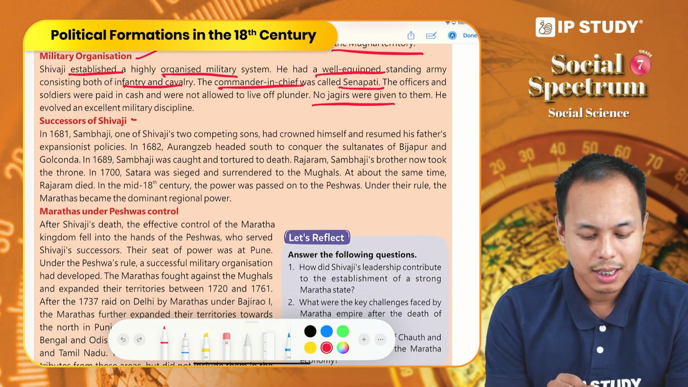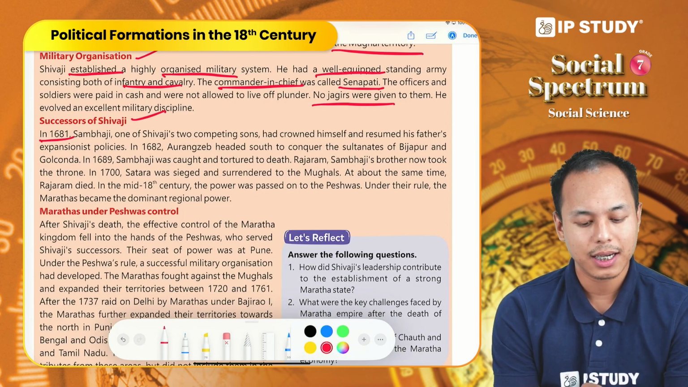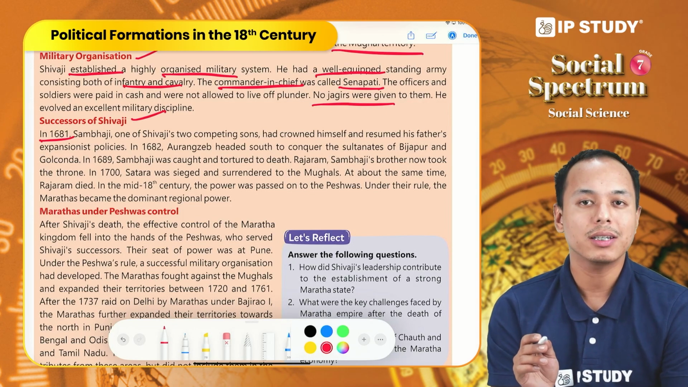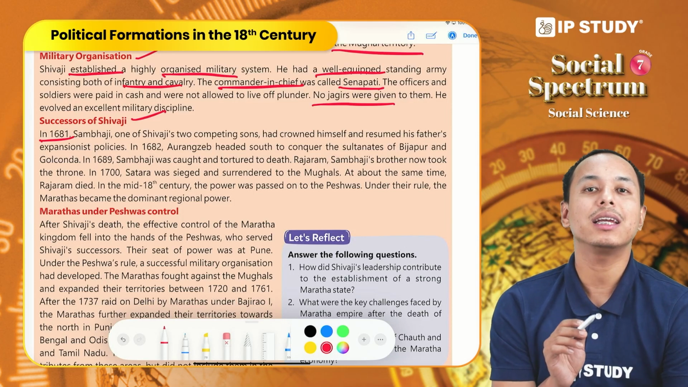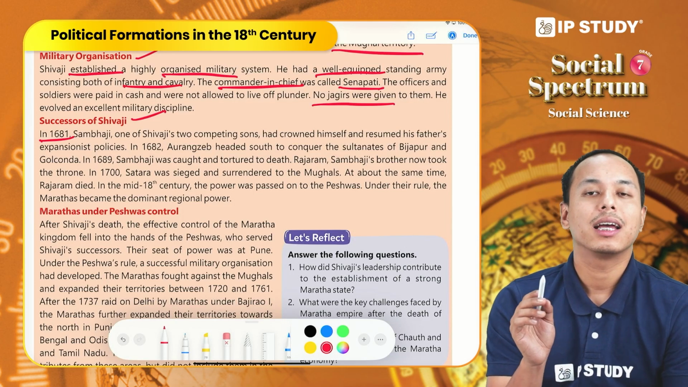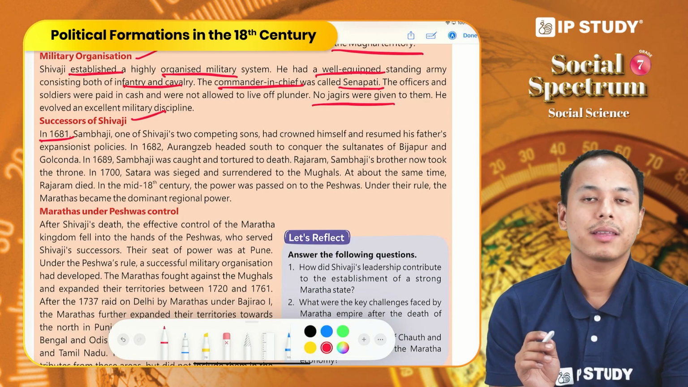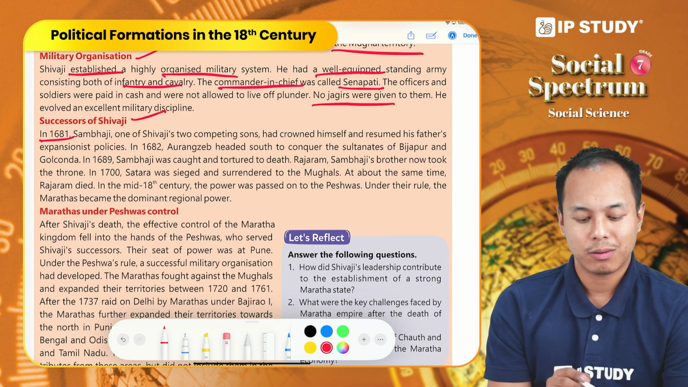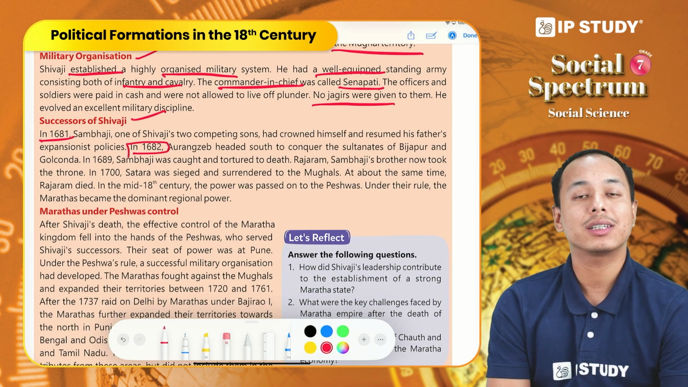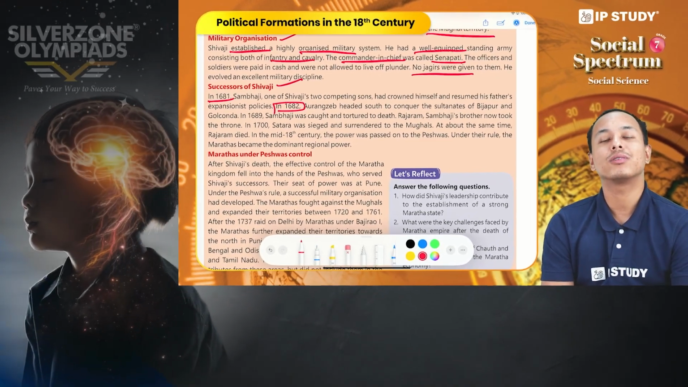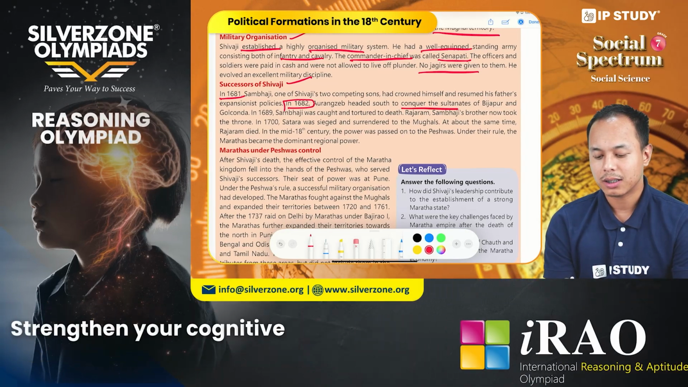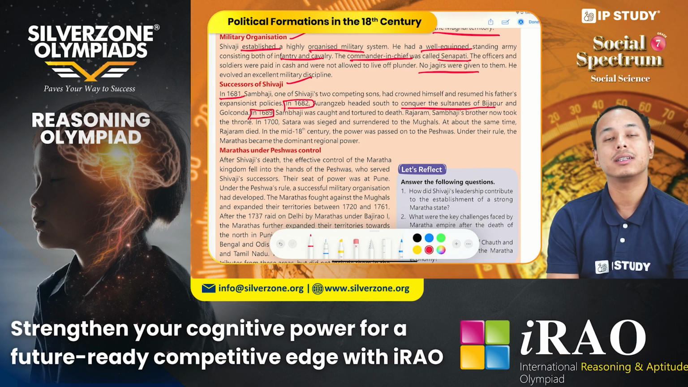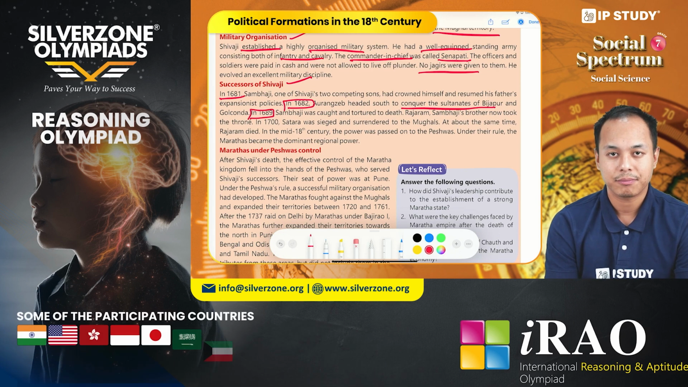Now, let us discuss the successors of Shivaji. In 1681, Shivaji's son Sambhaji crowned himself the leader of the Marathas, and he continued the expansionist policy of his father. In 1682, Aurangzeb, the then Mughal emperor, marched toward the Deccan in order to conquer the sultanates of Bijapur and Golconda. And in 1689, Sambhaji was caught and killed by Aurangzeb.